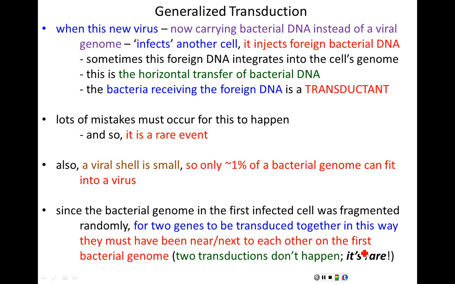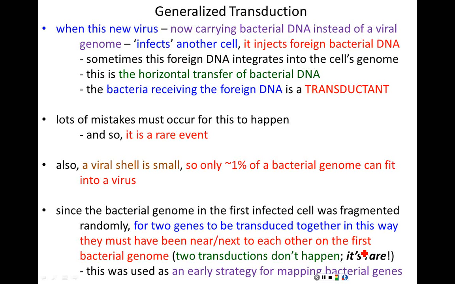Finally, since the bacterial genome in that first infected cell was fragmented randomly, and that's what allowed a piece to be small enough to be loaded in a viral shell, if two genes are transduced together using generalized transduction, it stands to reason, in fact it has to be the case, that those two genes were next to or near one another on the bacterial genome when we had the initial infection. You can only get one piece of bacterial DNA into a viral shell. So if two genes are transduced in this way, those two genes must have been on the same piece of DNA. And since that piece of DNA had to be so small for it to ever fit in the viral particle in the first place, it means those two genes that were transduced together must be close together on the bacterial genome. And in fact, this reasoning was used in the early days of molecular biology as a strategy for mapping bacterial genes and trying to figure out which bacterial genes were next to which.